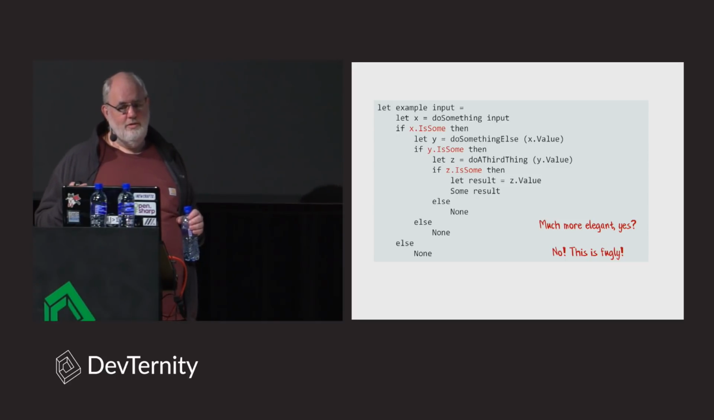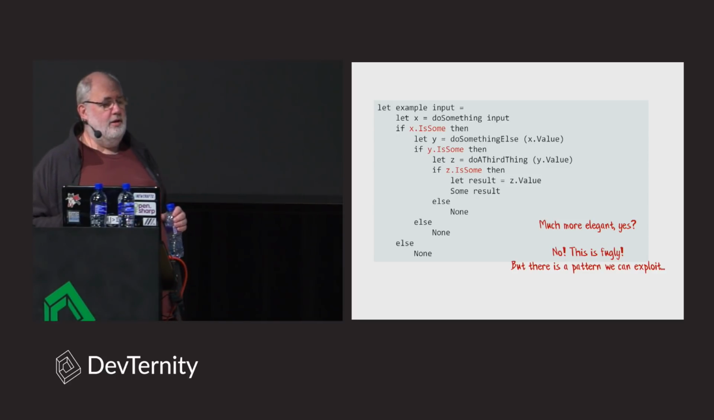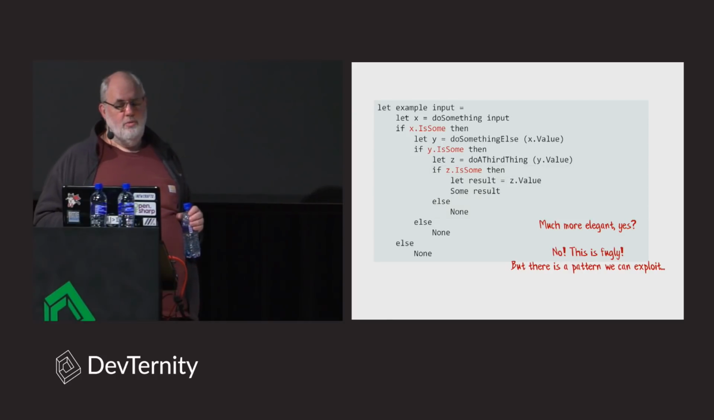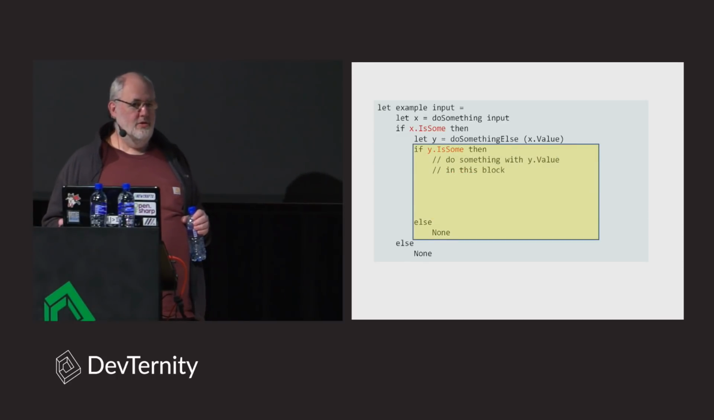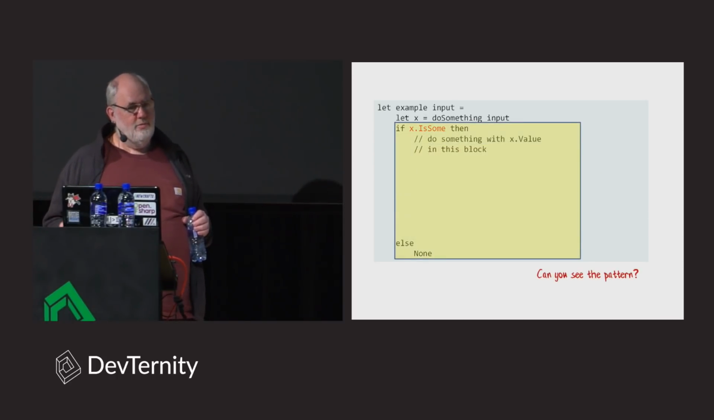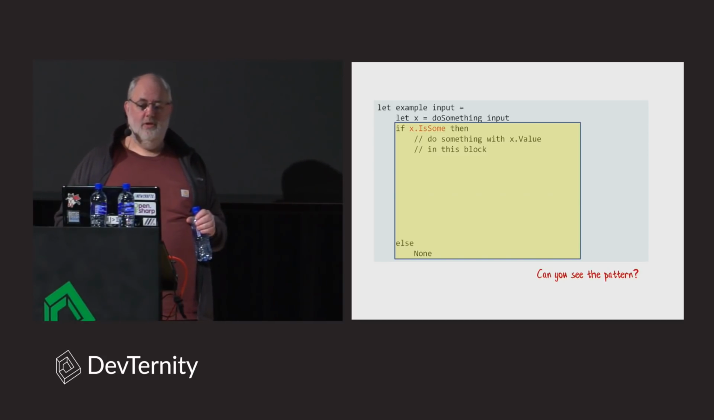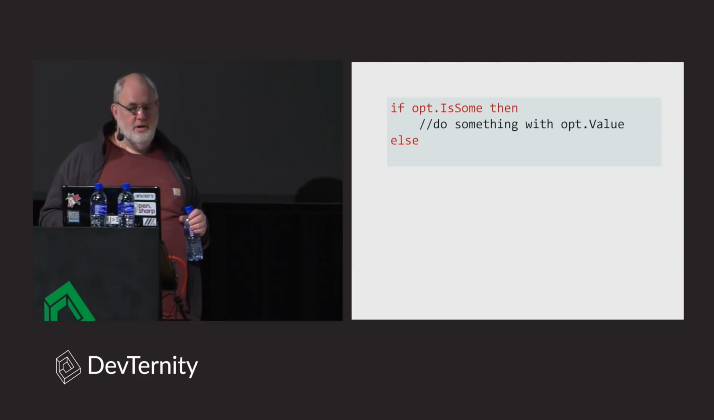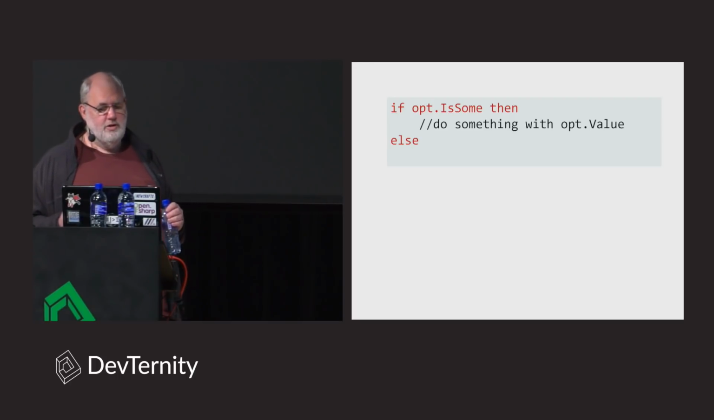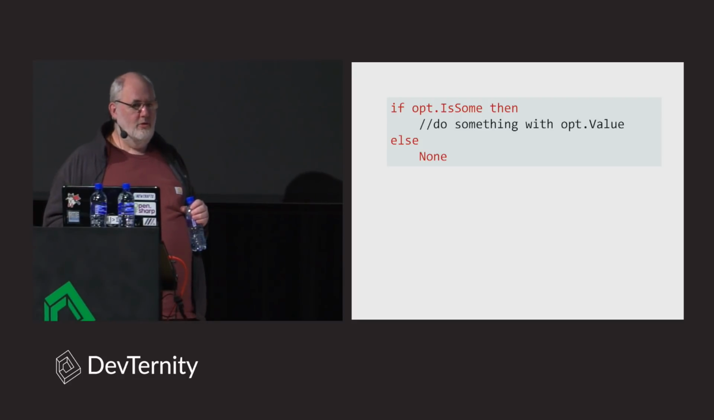But there is something we can notice. There's a pattern in our nested code, which is that every time we have something, we do something with that value, and otherwise we do nothing. If it's something, do something, otherwise do nothing. If it's something, do something, otherwise do nothing. Okay, so that's the pattern. How can we exploit that pattern? Well, here's the pattern. I'll zoom in on it. If it's something, do something, otherwise do nothing. And you could have a null equivalent. If it's not null, do something. If it's null, just return null.